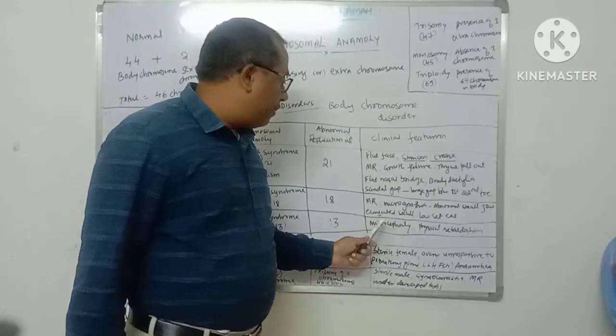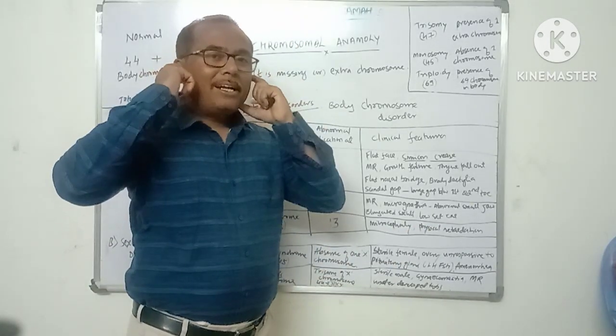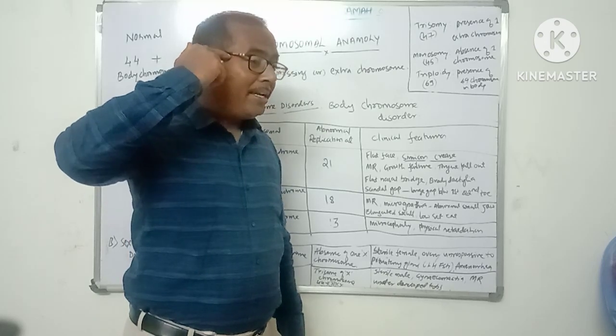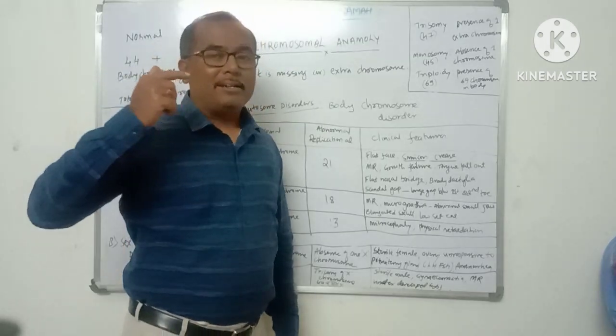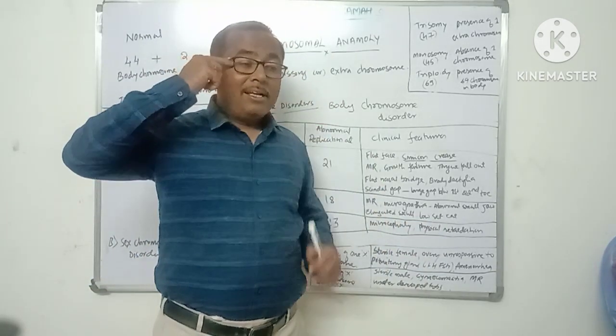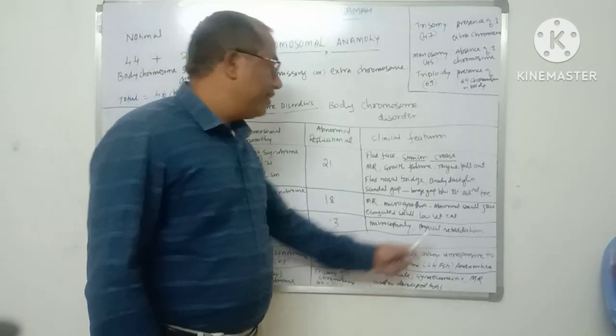Apart from this, there will be low set ears. The ears will be low, present at the lower side. When you draw an imaginary line from the lateral canthus of the eye, it has to touch the ear. But here it is not touching the ear because of the low set ear. The imaginary line does not touch the upper part of the ear.